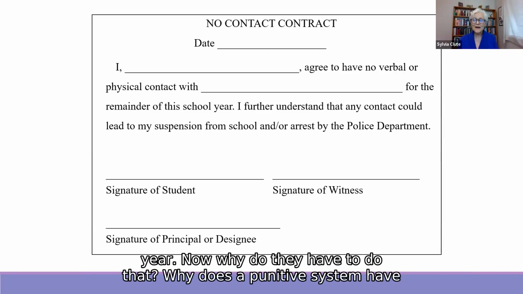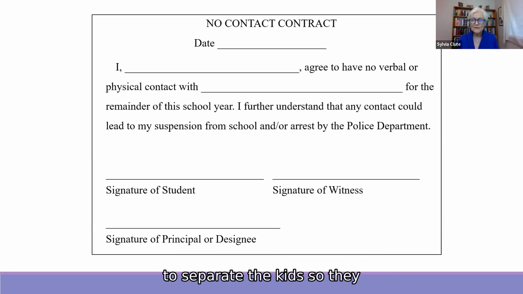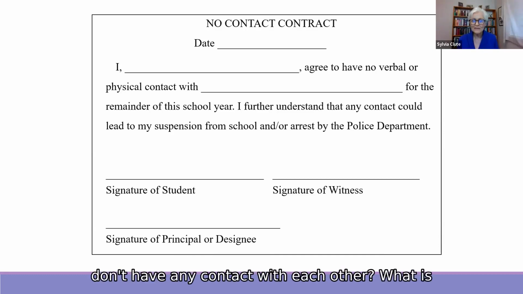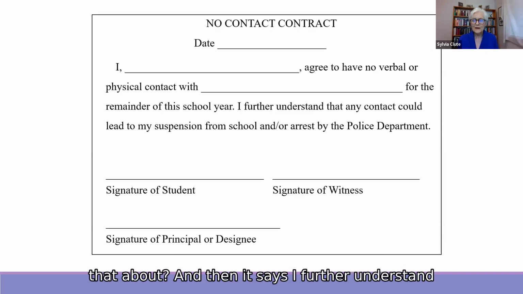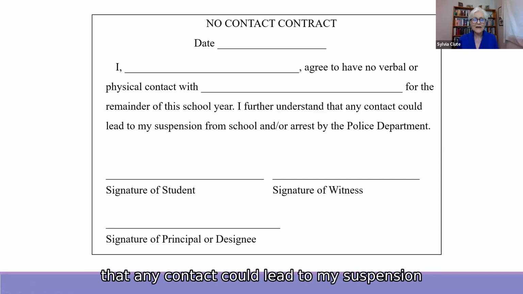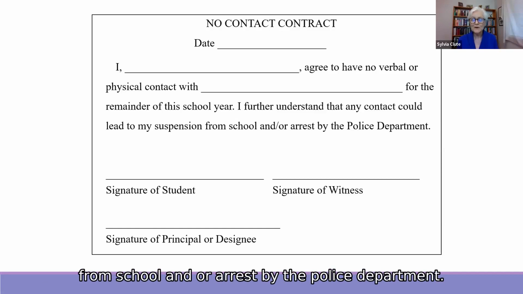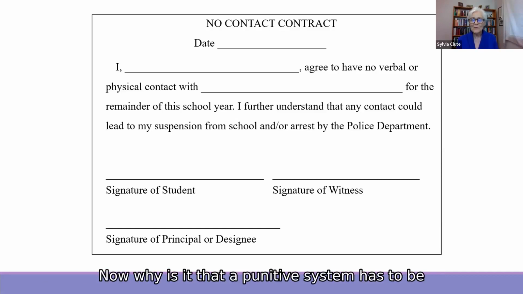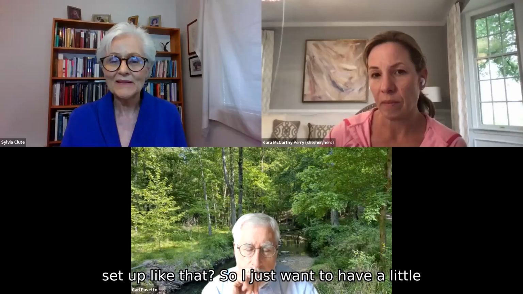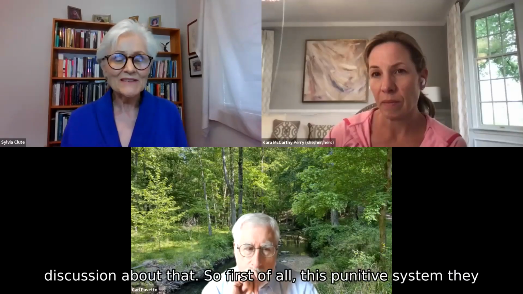Now, why do they have to do that? Why does a punitive system have to separate the kids so they don't have any contact with each other? What is that about? And then it says, I further understand that any contact could lead to my suspension from school and or arrest by the police department. Now, why is it that a punitive system has to be set up like that? So I just want to have a little discussion about that.